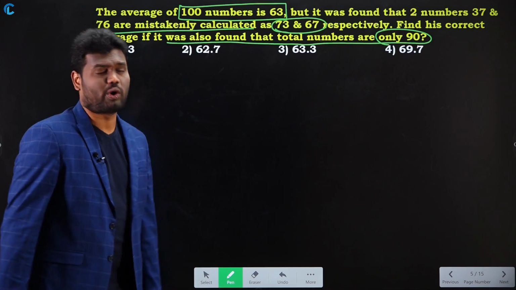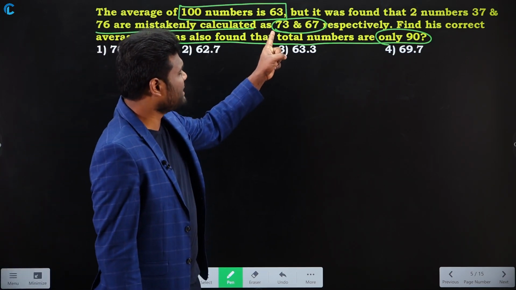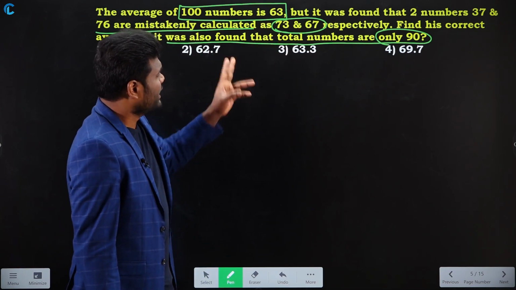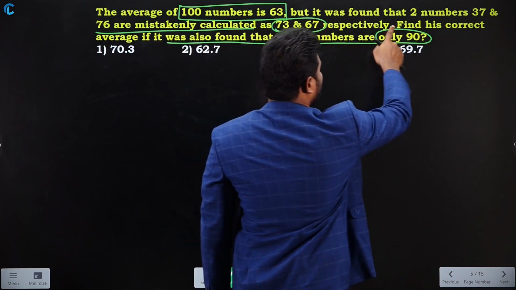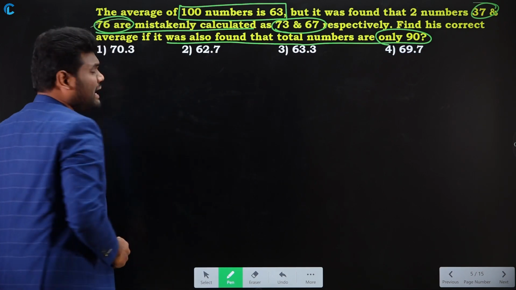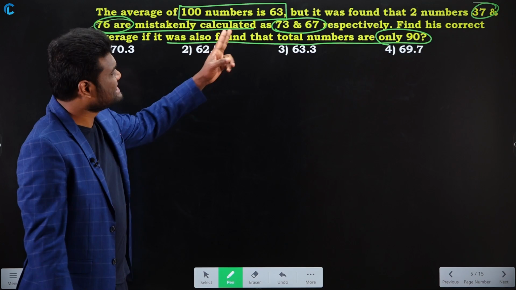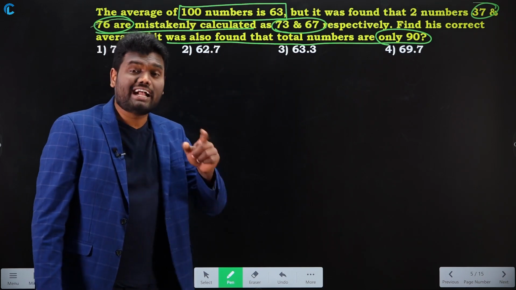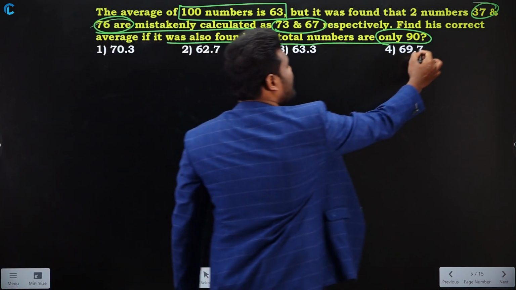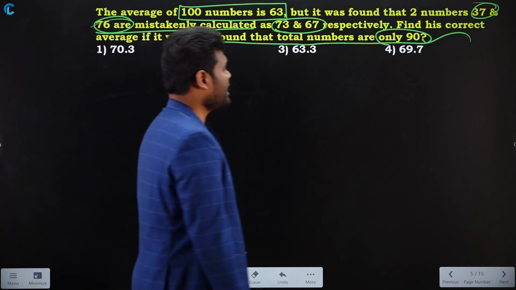Out of these 100 numbers, what happened? Two numbers were wrongly taken. Actually, the actual numbers are 37 and 76, but they were mistakenly calculated as 73 and 67. And it is also saying that the numbers are not 100, we have only 90 numbers. What is the correct average? That is your question. Okay, let us look at that.